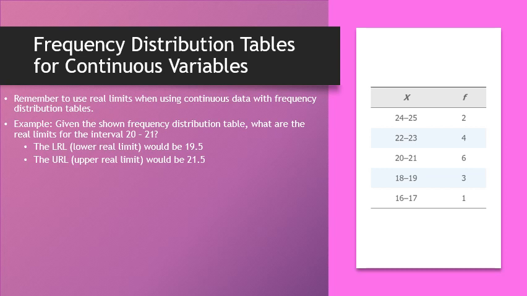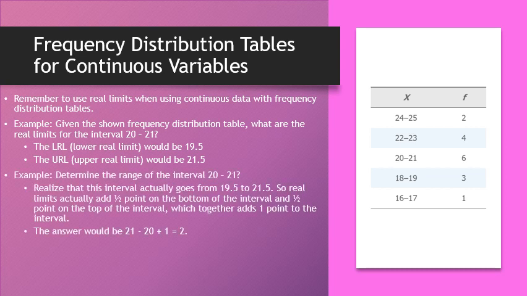Well, the lower real limit would be 19.5 because the lowest number in the interval is 20, and the highest number in the interval below it is 19, so halfway between 19 and 20 would be 19.5. The upper real limit for the interval, you look at the highest number in the interval, which is 21, and the lowest number in the interval above it, which is 22. Halfway between 21 and 22 would be 21.5.